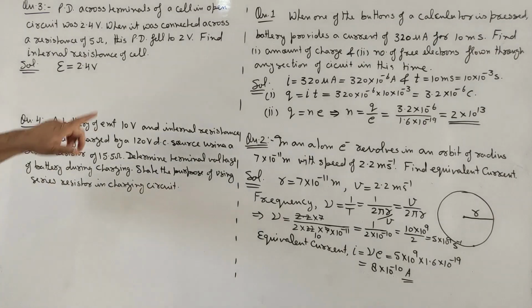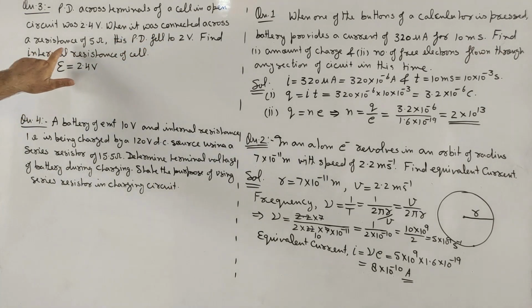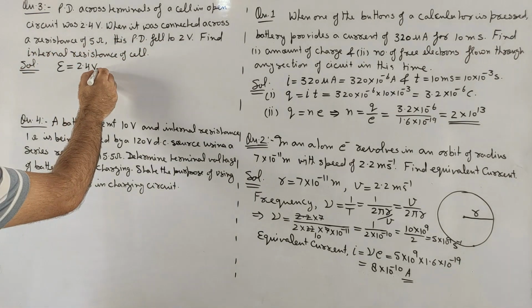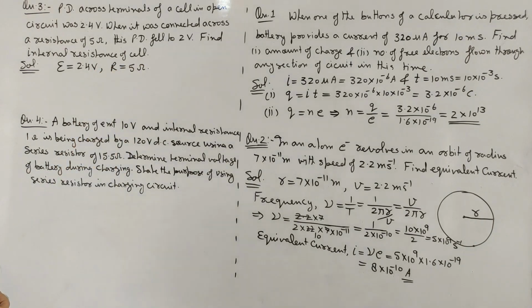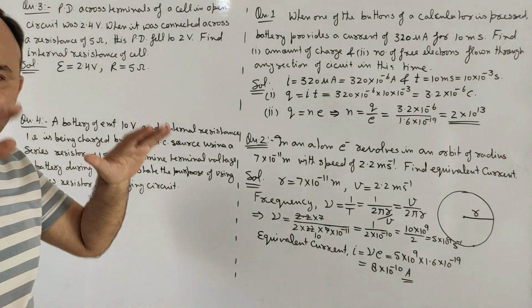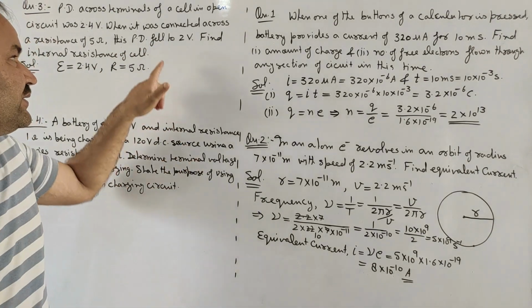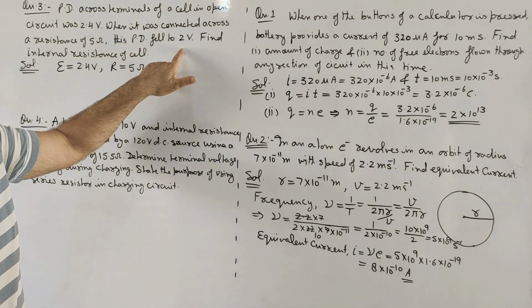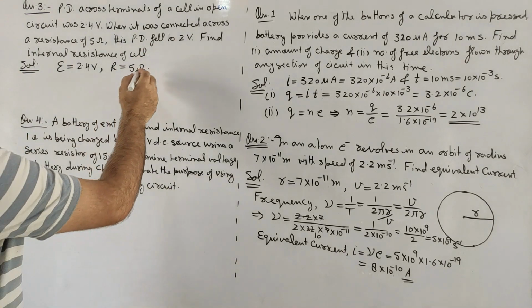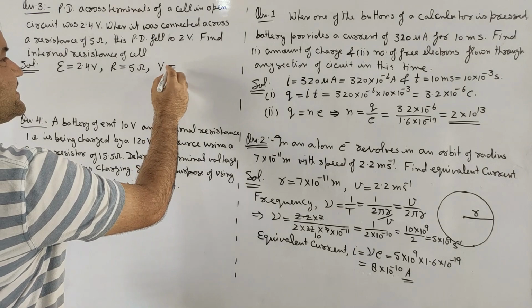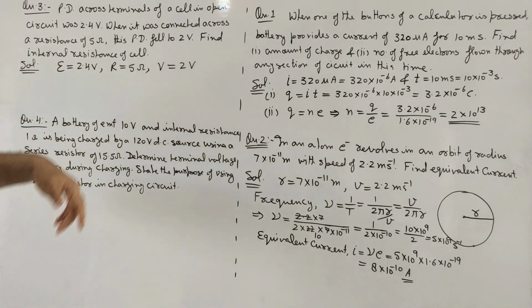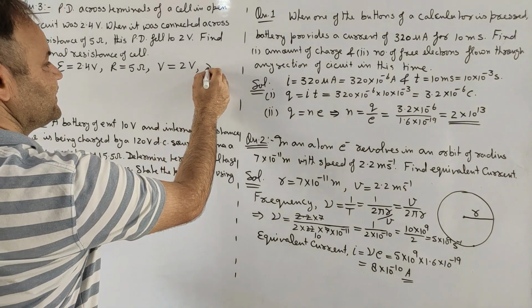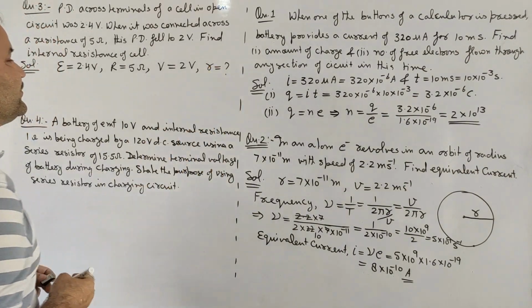Then when it was connected across a resistance of 5 ohm, that is, external resistance is 5 ohm, this potential difference fell to 2 volt. Potential difference fell to 2 volt means the terminal potential difference is given in the question. So the terminal potential difference is 2 volt. Find the internal resistance of the cell. Internal resistance r is to be found.